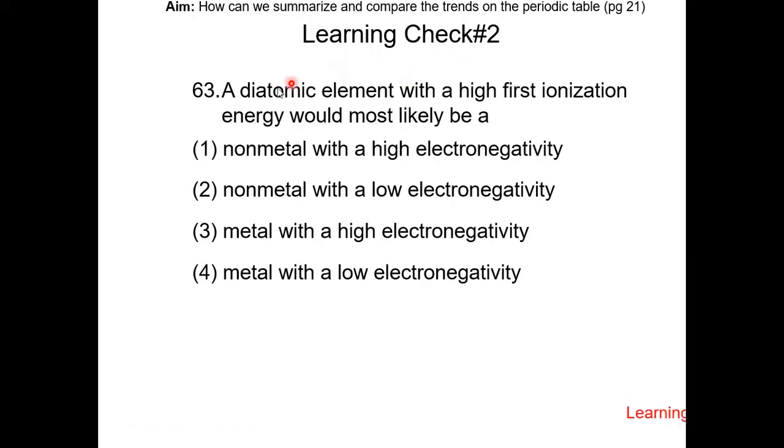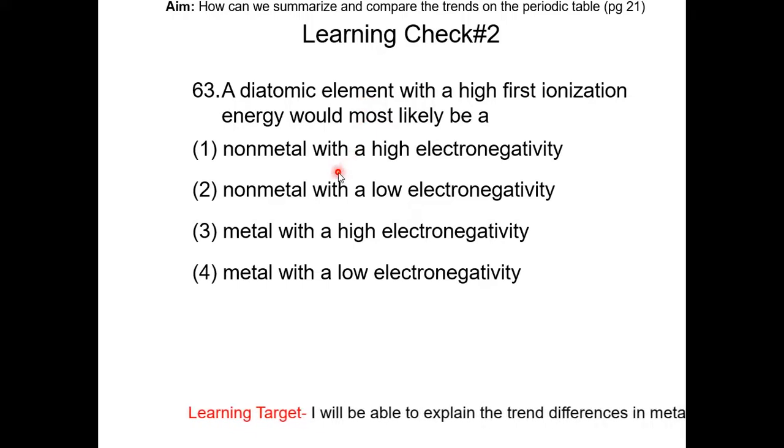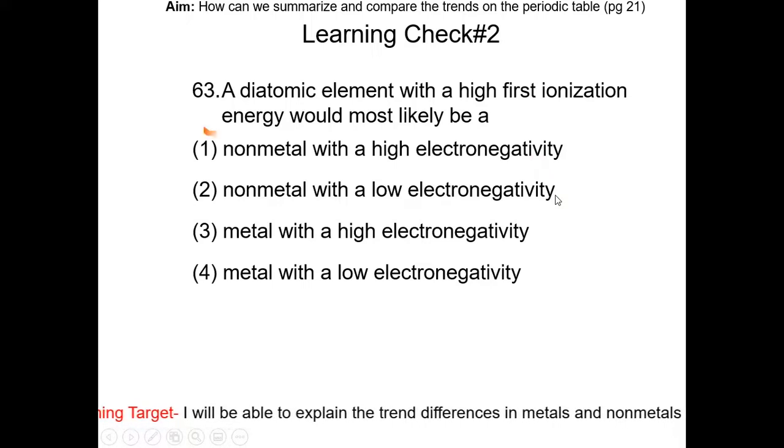Learning check number 2. A diatomic element with a high first ionization energy will most likely be a what? Pause the video and resume once you have the answer. So high first ionization energy is referring to a nonmetal. In addition, you should already have memorized the 7 diatomic elements on the periodic table. They are all nonmetals. So nonmetals tend to have high electronegativity. So the best answer is choice 1.